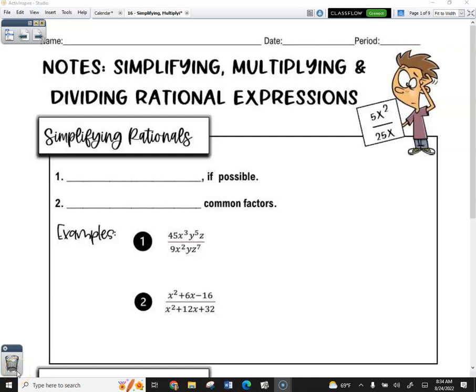Yesterday we covered what a rational expression is. It's just a fraction with variables, polynomials in it. And then we covered the domain. The domain is what makes the bottom 0. That is off limits in the domain. We also looked at an example where there was a hole in the graph. That is also off limits in the domain.